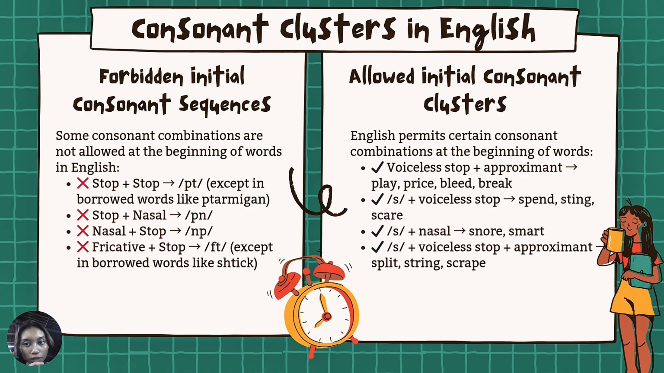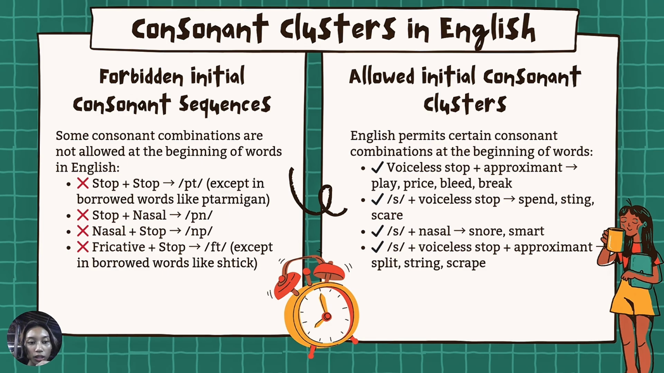English allows specific consonant combinations at the beginning of words, such as voiceless stop plus approximant, like play, price, bleed, break; s plus voiceless stop, like span, sting, and scare; s plus nasal, like snore and smart; and s plus voiceless stop plus approximant, like split, string, and scrape. On the other hand, some consonant combinations are not allowed at the beginning of English words.